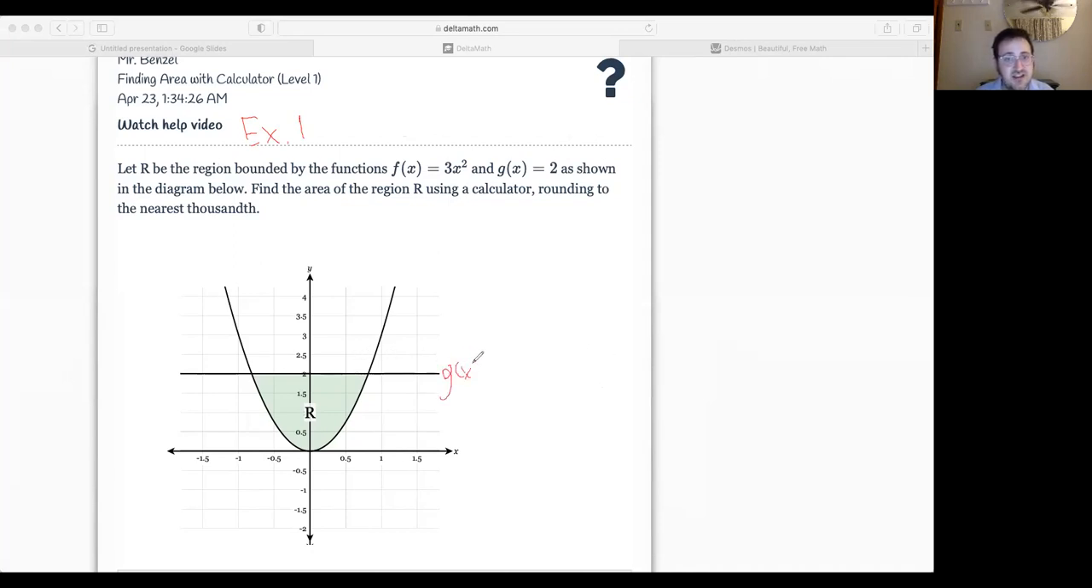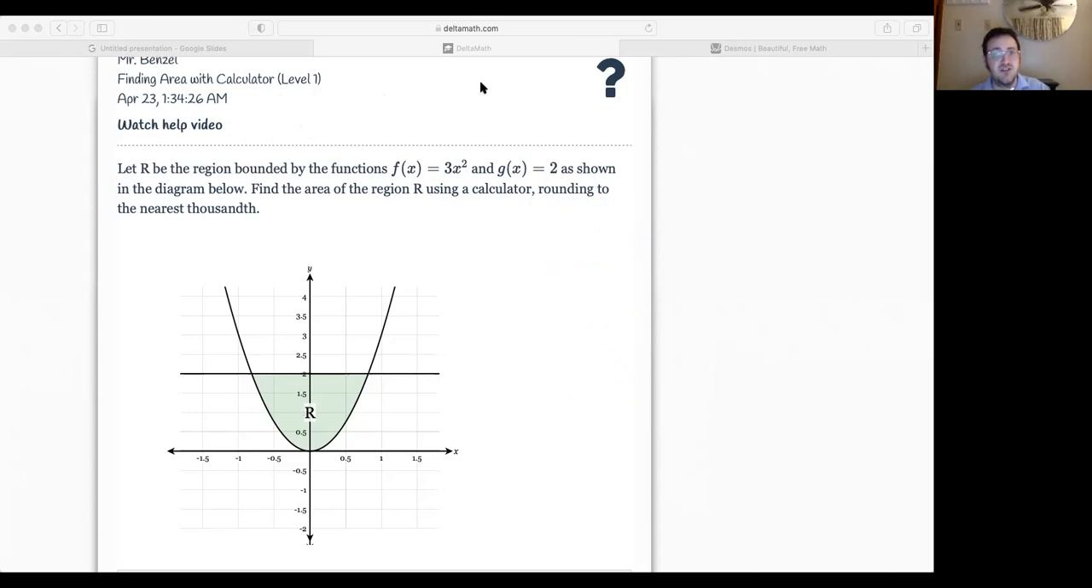So g of x is equal to 2, and f of x is the parabola. This looks like a situation where you're going to have the integral of g of x minus f of x dx. So that's top minus bottom. And what we need to see is where the limits of integration are. This is something that we can easily do on Desmos.com.